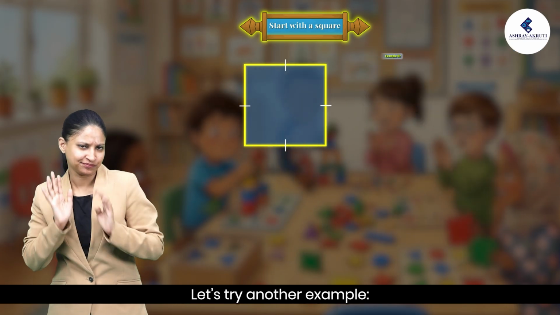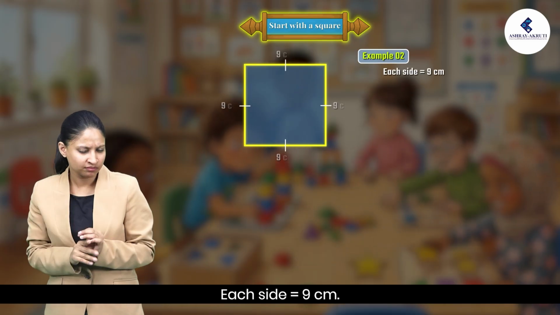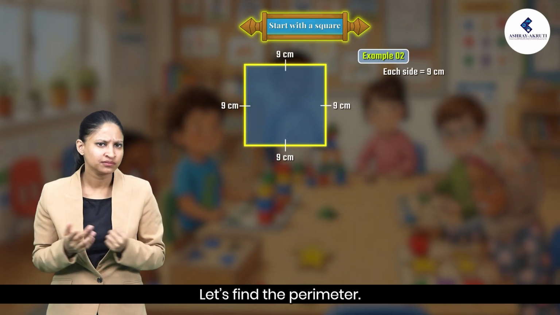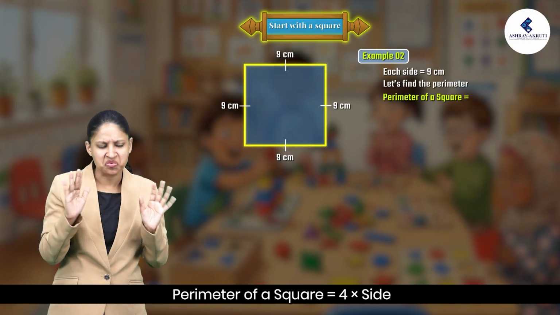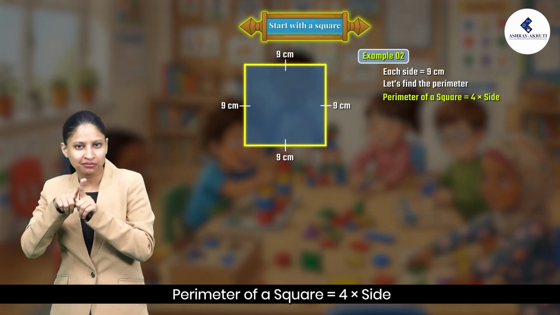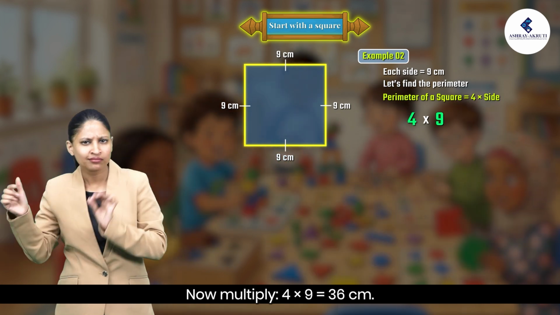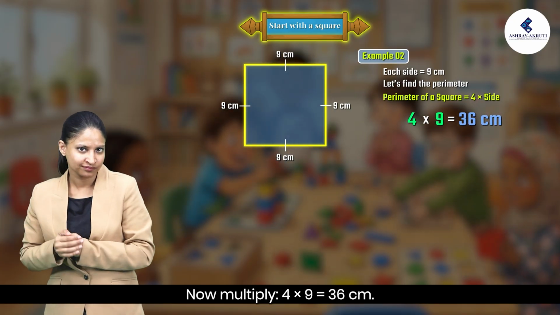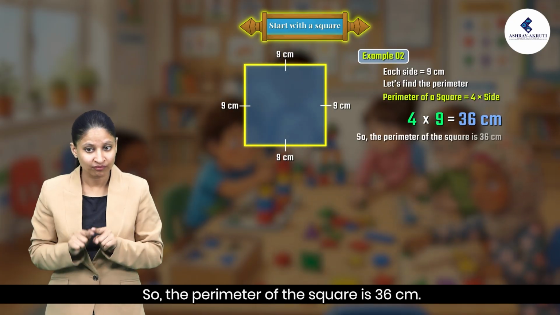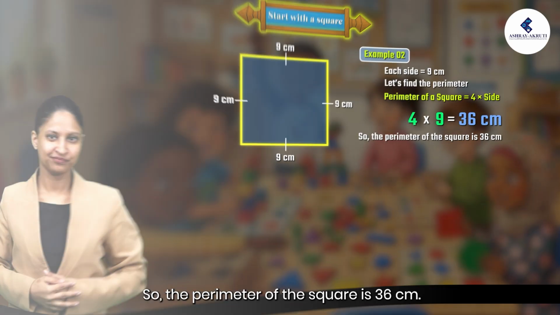Let's try another example. Each side is equal to 9 centimeters. Let's find the perimeter. Perimeter of a square is equal to 4 into side. Now multiply 4 into 9 is equal to 36 centimeters. So the perimeter of the square is 36 centimeters.